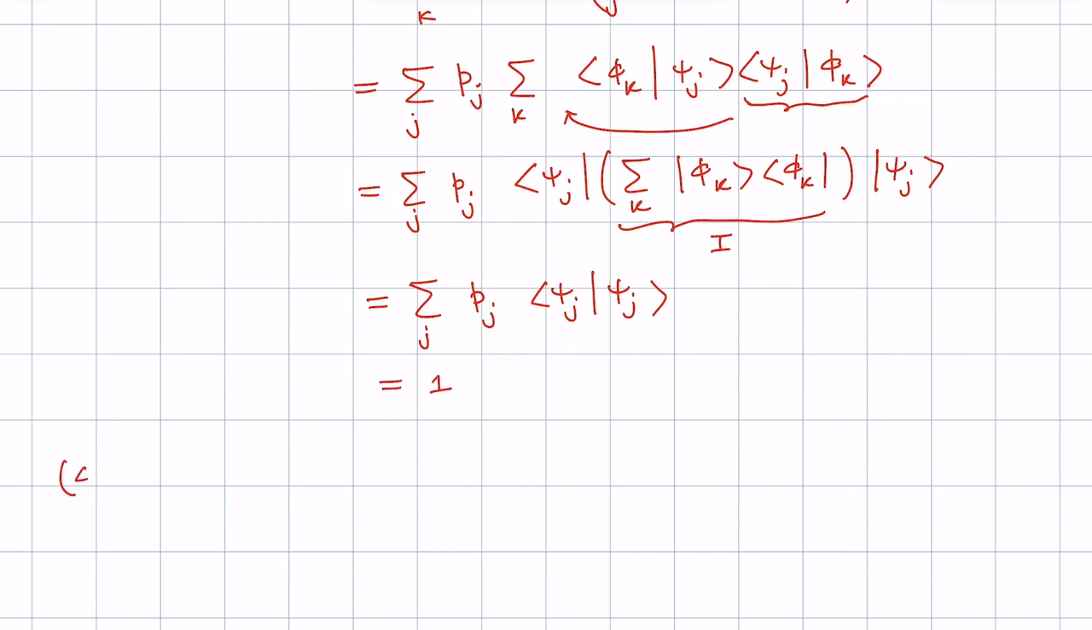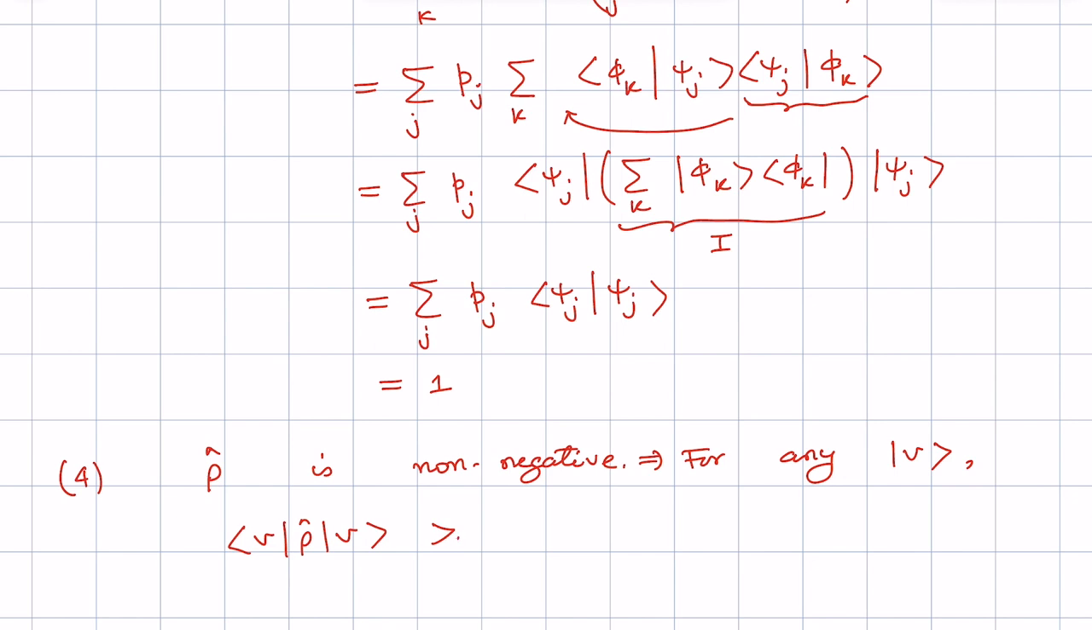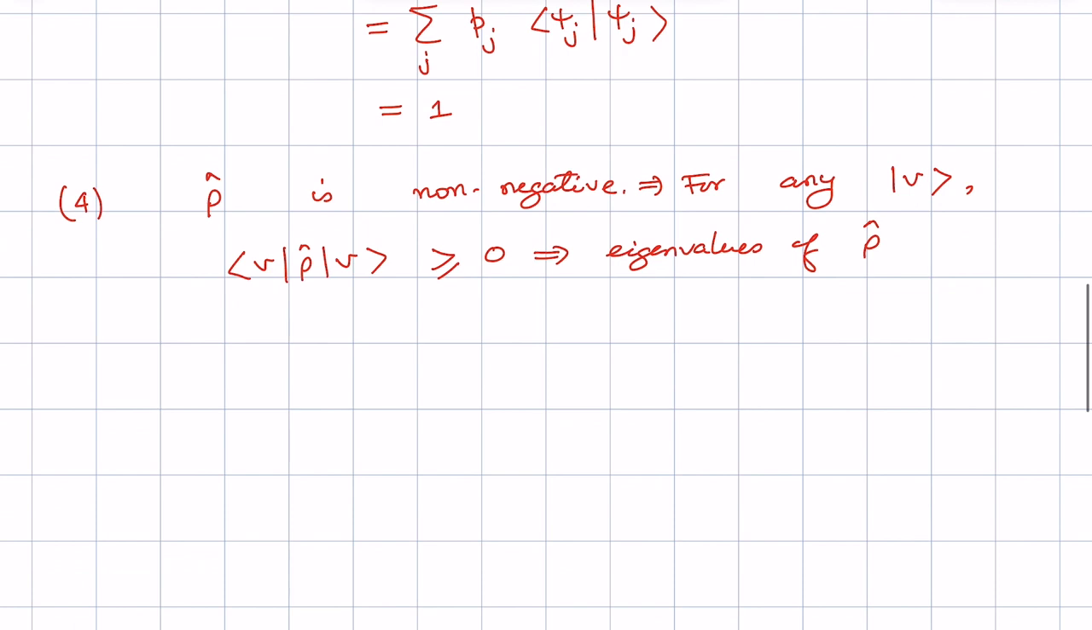So one interesting property of the density operator is that the density operator rho is non-negative. What does it mean? It means that for any state vector, say |v⟩, we must have the expectation value of the density operator, ⟨v|ρ|v⟩, always greater than or equal to 0. It effectively means that the eigenvalues are non-negative. Or in other words, the eigenvalues of the density operator rho are non-negative, that means always positive. It can never be negative. It can be zero, but it cannot be negative.